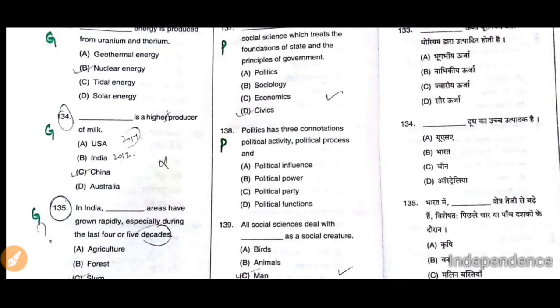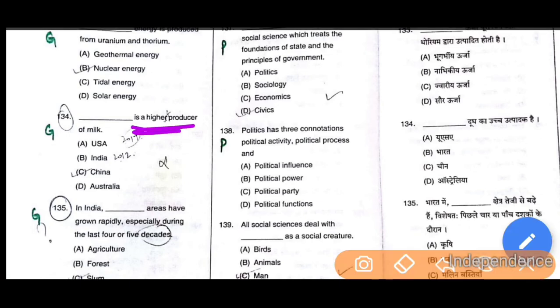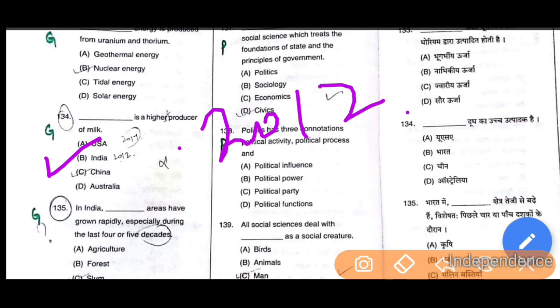Next question, question number 134. Dash is the highest producer. Okay, first of all, I think there is a language flaw. If we ignore that, dash is the highest producer of milk. A. USA, B. India, C. China, D. Australia. The answer is B. India, because in 2012 India became the world's highest producer of milk in the world.